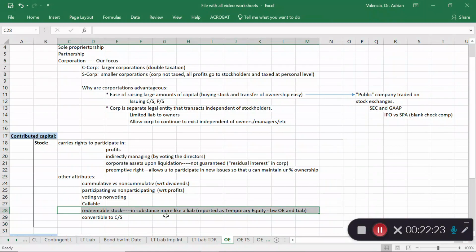So for these types of certificates, let's call them financial instruments to be more careful. For these financial instruments called redeemable stocks, we report them not as owner's equity, but instead in a midsection called temporary equity. We put this right between the owner's equity section and the liability section of the balance sheet. It's a temporary equity instrument so that we inform the public or stockholders that there is this potential that these certificates may be redeemed and the corporation may have to pay on them. That's why it goes into this temporary equity section.